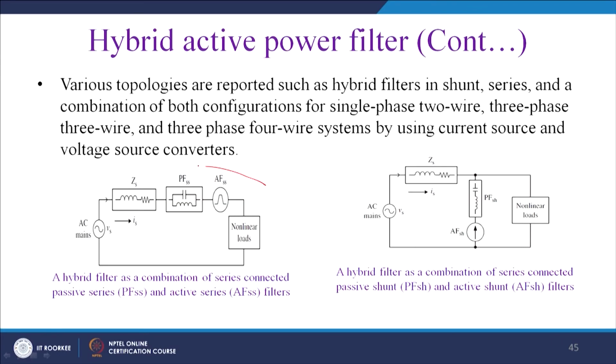This is the portion where the hybrid filter is a combination of the series passive filter, and thereafter you have an active filter. Similarly, we have passive filters and a shunt active filter, so these combinations are there in the case of the hybrid filter. Now, let us consider the important aspect of it.